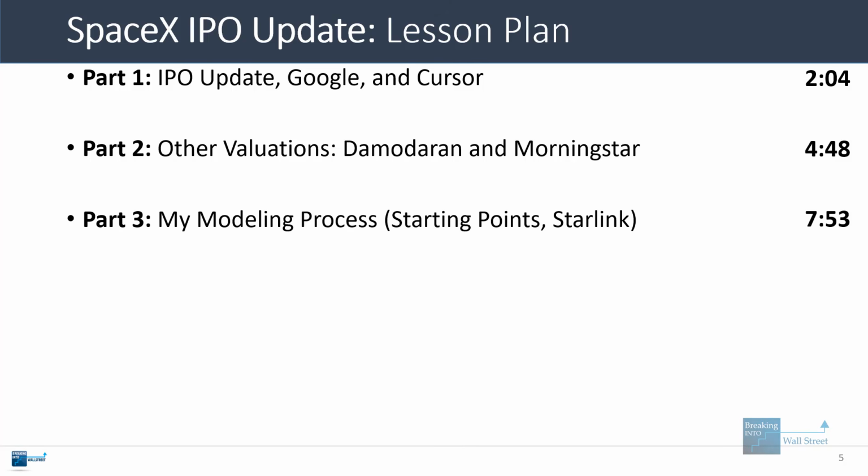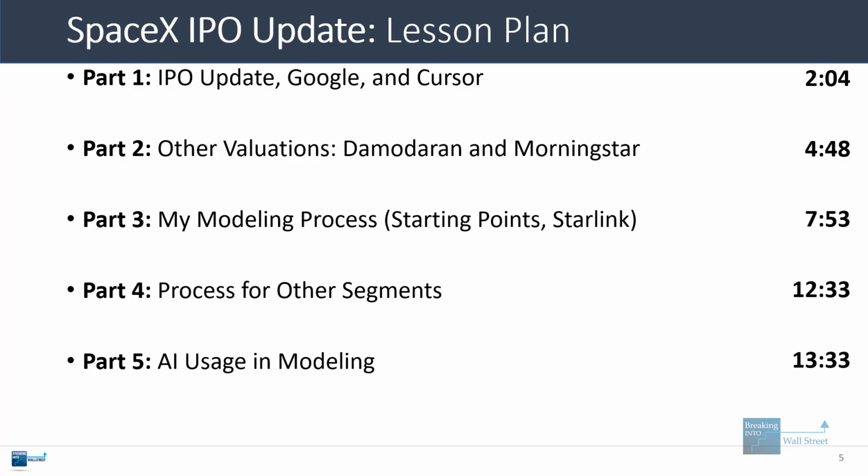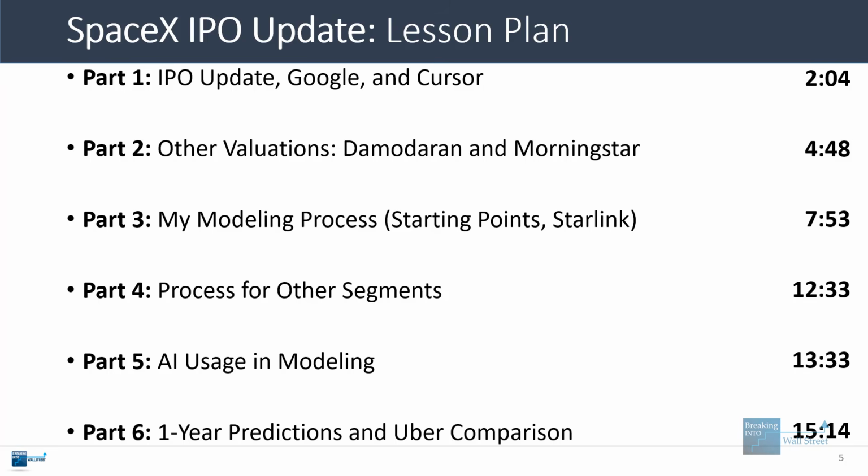I'll go through my own modeling process, including where I started and how I thought about Starlink. I will talk a little bit about the other segments and why I set them up a little bit differently. Then, since I got questions about this, I will discuss AI usage in financial modeling, what I use for this valuation and what I recommend, and then I'll close with some one-year predictions and a quick comparison to Uber back in 2019, which we also valued in this channel.